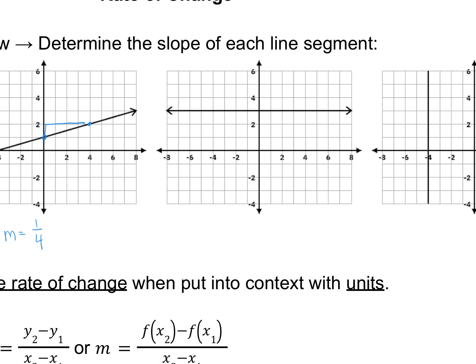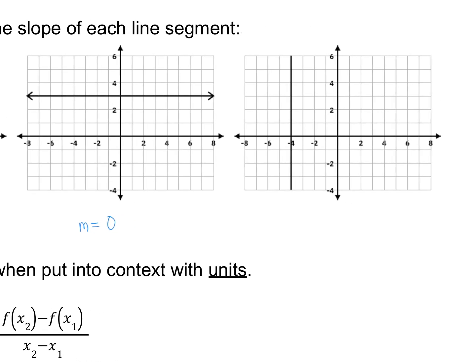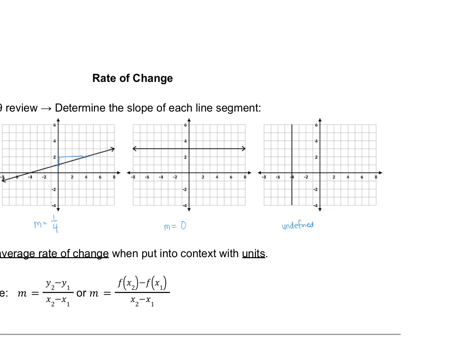Next, I have a horizontal line. The slope of a horizontal line is 0, and that's because I'm not rising at all, but I'm running however many units I need to run. And finally, we have a vertical line, and the slope is undefined because I can rise, but I'm not running to the right or left at all. So that means I'm trying to divide by 0, which I can't.